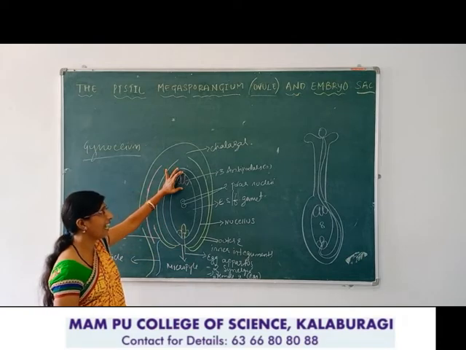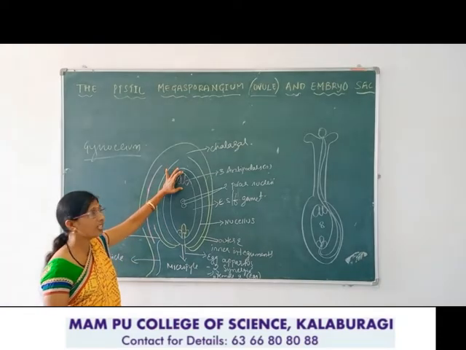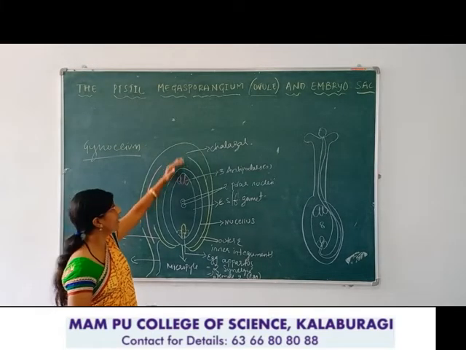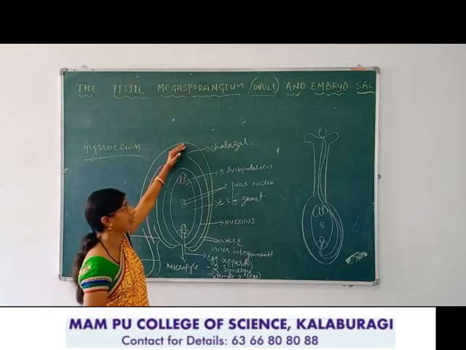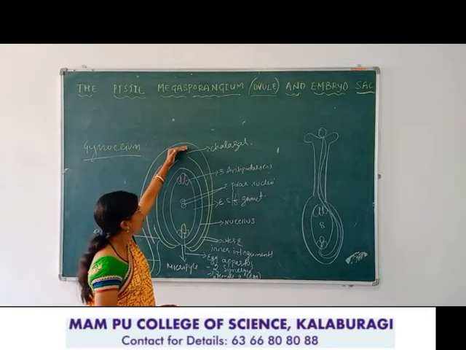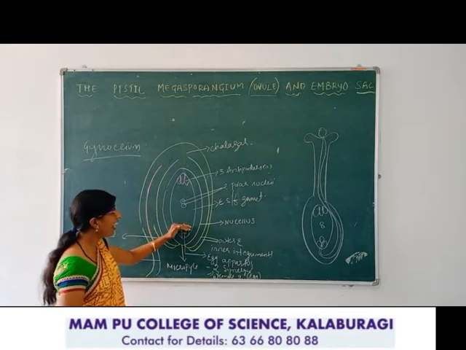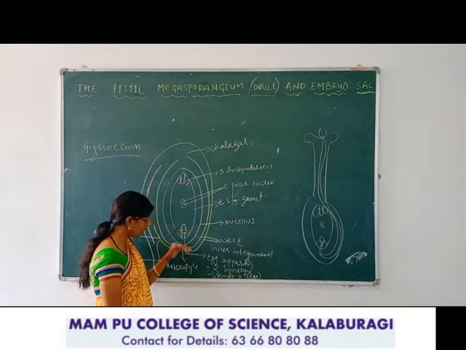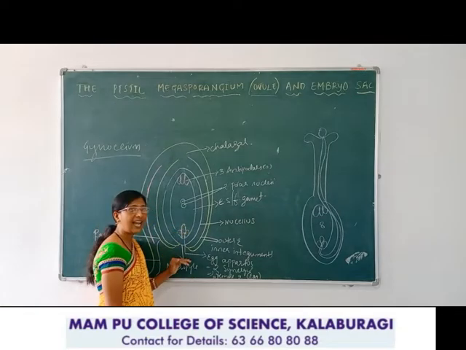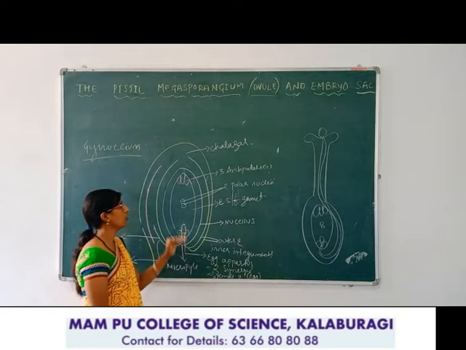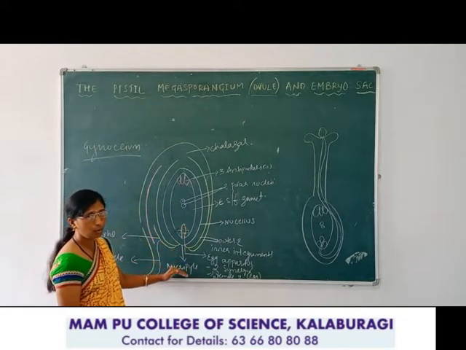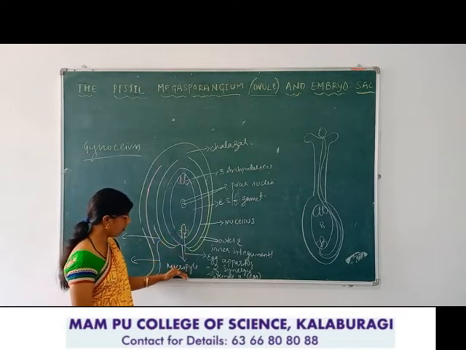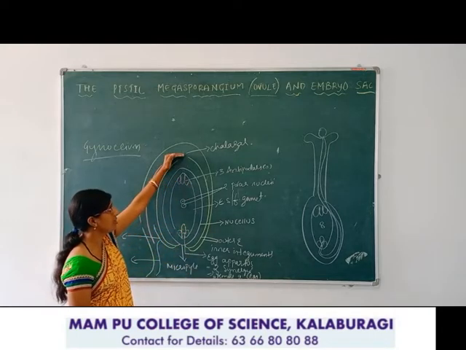The next is the antipodals. These are the 3 antipodals, also called vegetative cells, which are haploid in number, and these antipodals are present near the chalazal region, the back or posterior region. The egg apparatus, which contains 2 synergids and the female gamete, is present near the micropyle, in the anterior portion. So this is the back portion and this is the anterior portion. Okay, the egg apparatus is always present near the micropyle, and the antipodals near the chalaza.